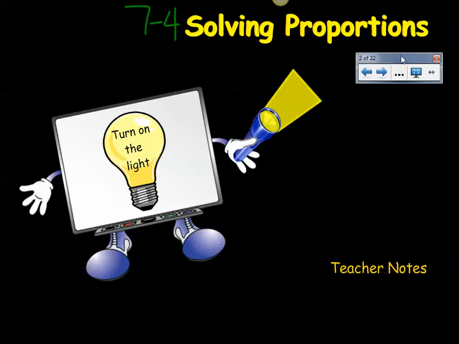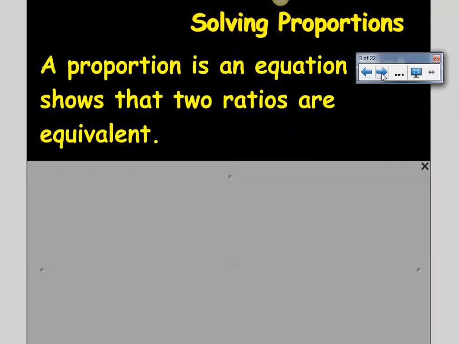So the first thing is, if we're learning about proportions, we need to know, well, what is a proportion? So what I need you to write down is a proportion is an equation that shows that two ratios are equivalent. So pause the video, copy down that one sentence onto your notes packet. Once you're done, unpause it and rejoin us.